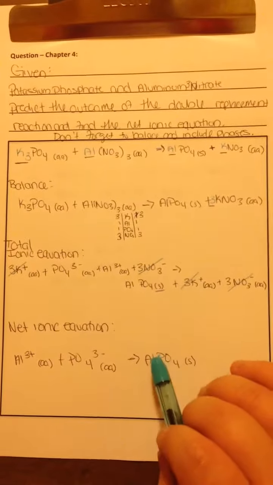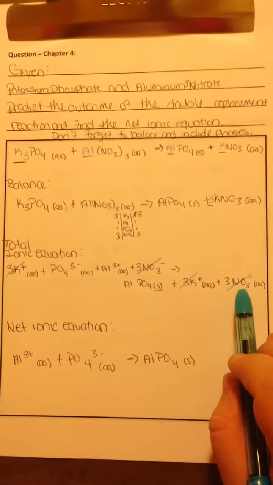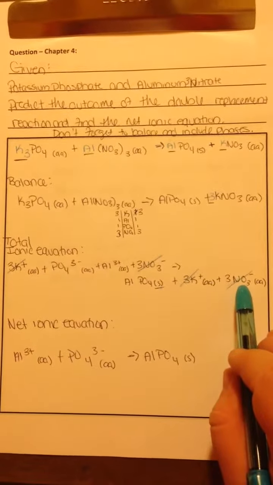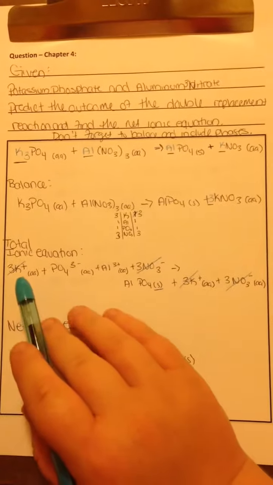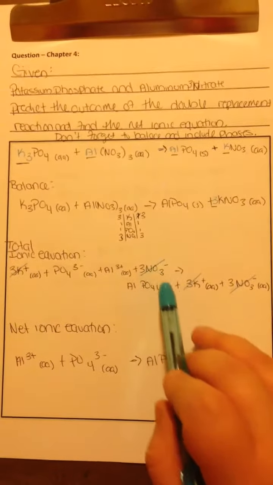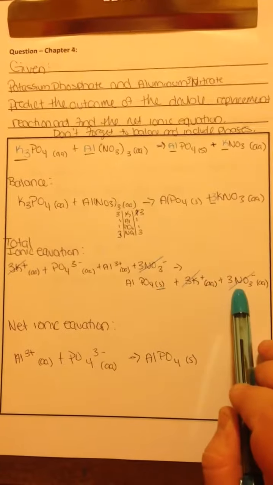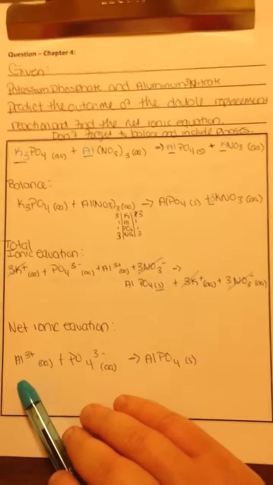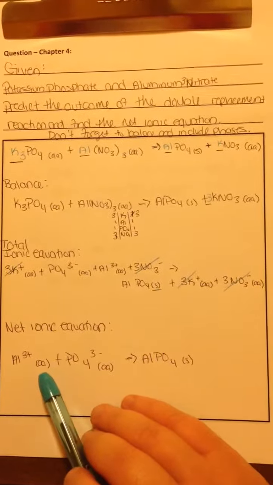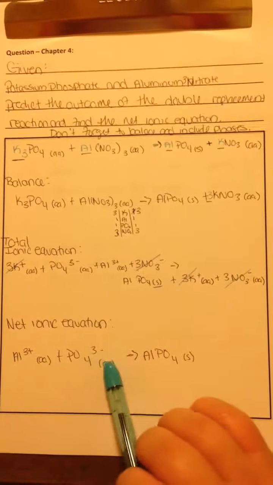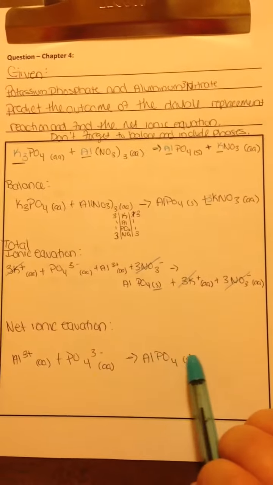In order to get your net ionic, you're going to cancel your spectator ions, which are ions that appear on both sides of the equation. So in this case, it's going to be your potassium and your nitrate. They appear on both sides of the equation equally, so therefore those will cancel out, leaving you with aluminum plus phosphate, which are both aqueous, which yields aluminum phosphate, which is a solid.